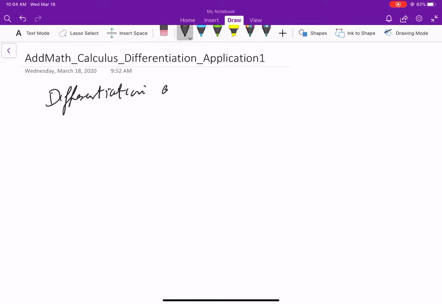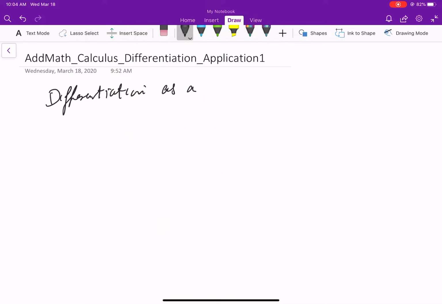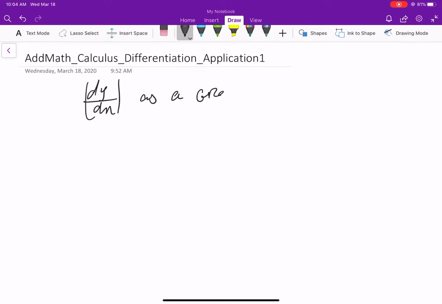Differentiation as a gradient function, or let me be a little more specific, dy dx as a gradient function.